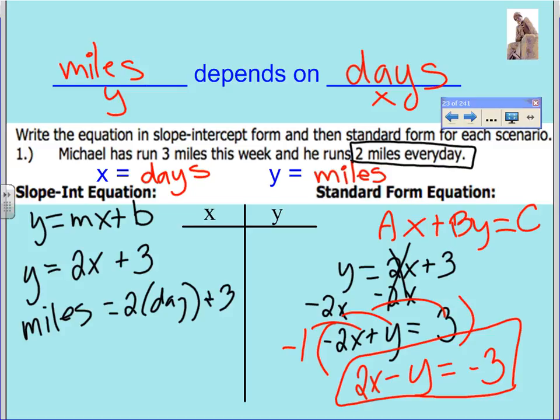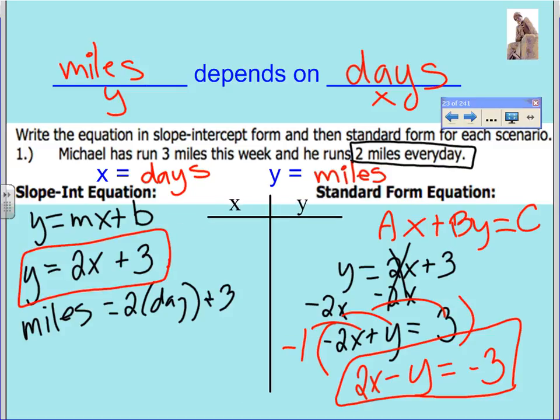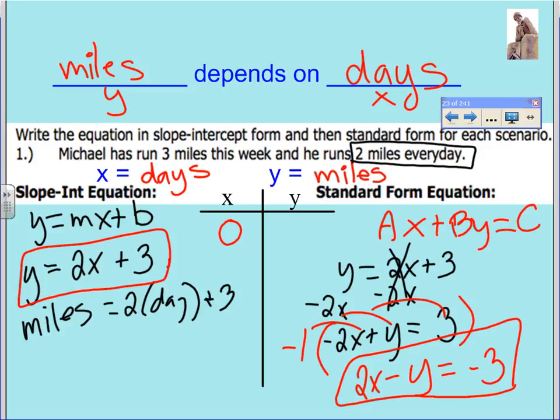One more thing I want to do, but before I do that, any questions so far? Okay. Let's look back at our slope-intercept form, and I just want to fill out 3 values on our table. Based on the slope-intercept form, we know that x is day. So let me ask you this. At day 0, how many miles has Michael run? Zach? Nope, at day 0, careful. At day 0, look at the equation. If day is 0, how many total miles has he run?